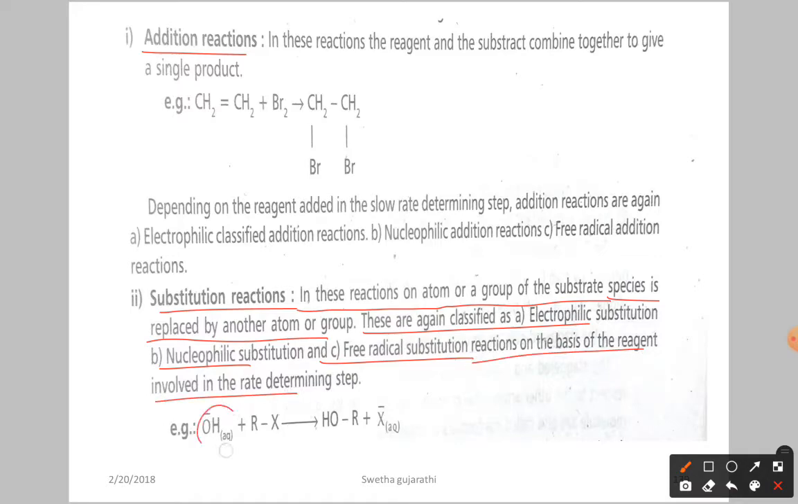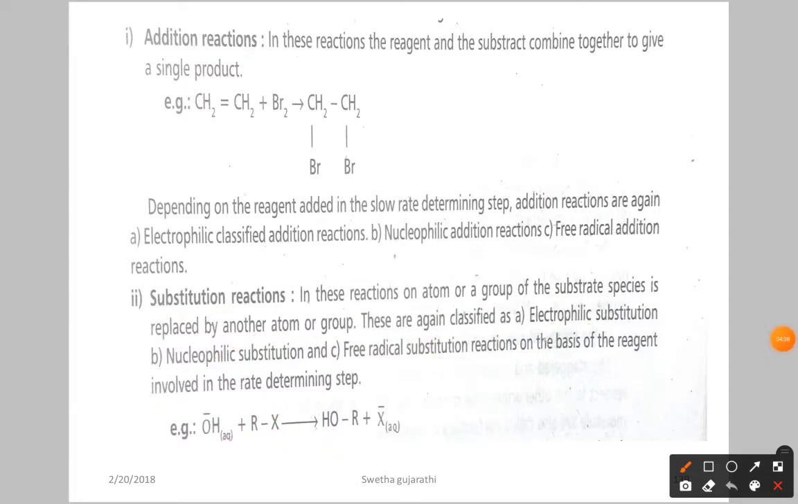Here we have OH minus as our reagent. In the alkyl halide, the halogen has more electronegativity, so X minus is leaving and OH minus is going to substitute. So you get ROH, and X minus goes outside. X minus is substituted by OH minus. X minus is negative, OH minus is also negative, so one nucleophile is substituted by another nucleophile; that is called nucleophilic substitution reaction. If it is a nucleophile leaving, you have to substitute by a nucleophile. If it is an electrophile leaving, then you have to substitute by an electrophile, and it is called electrophilic substitution reaction.